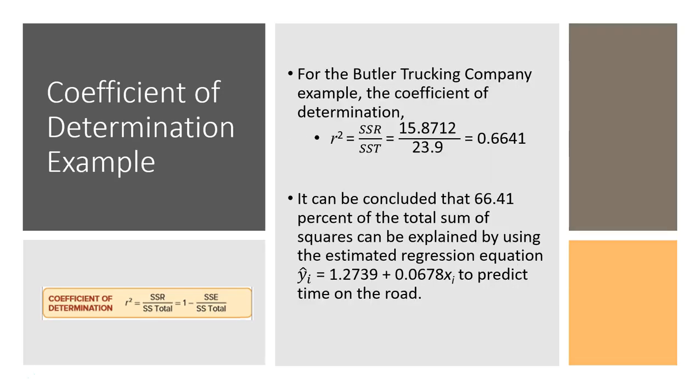So if we look at an example with our Butler Trucking Company, we end up with an r squared value of 0.6641. And so the way we can interpret this is 66.41% of the total sum of squares can be explained by using our regression equation to predict our time on the road.